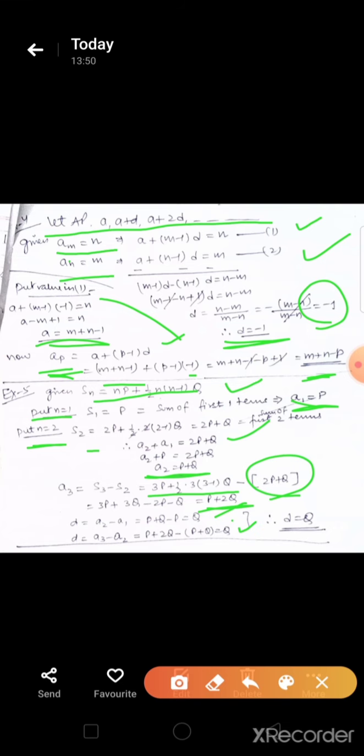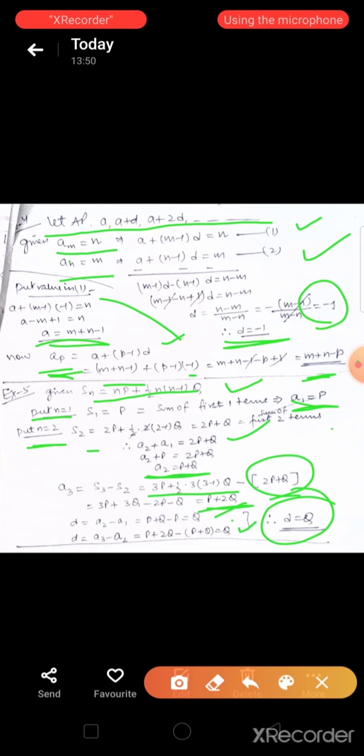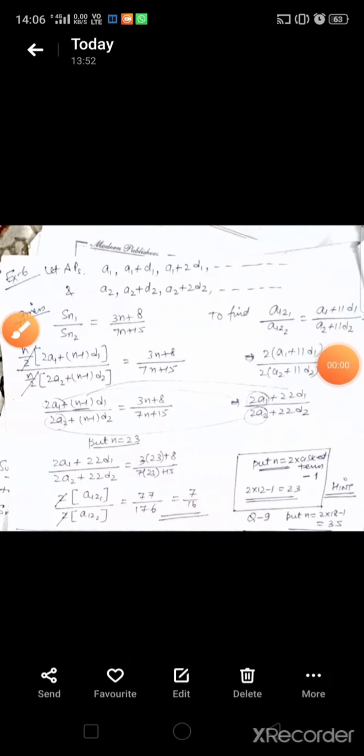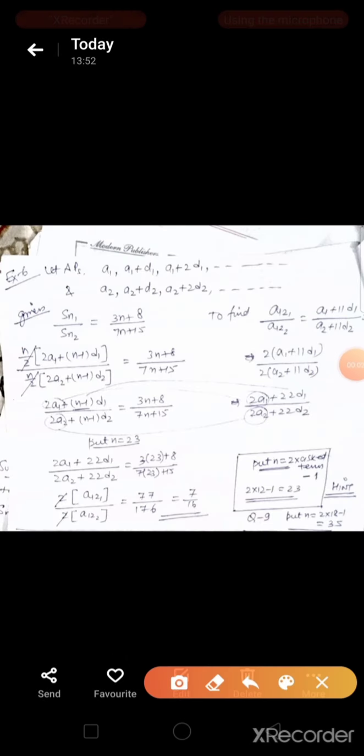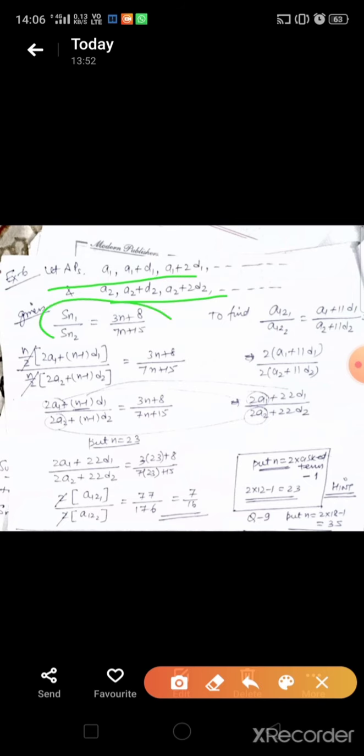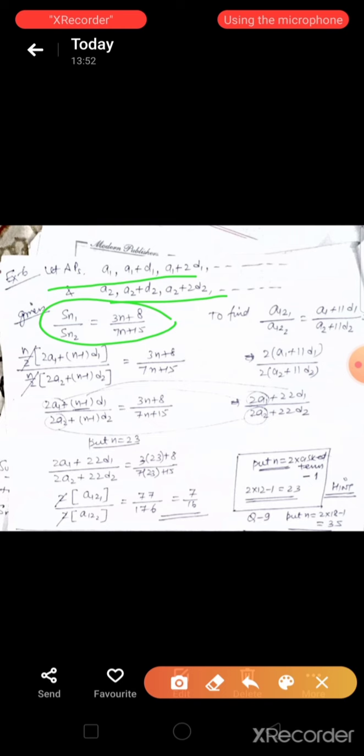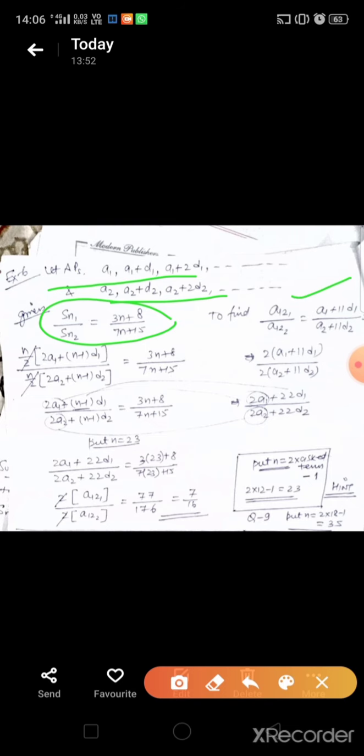That means the common difference of this given series is A plus D, capital Q. So the common difference is capital Q. Okay. Now let us take example 6, in which two APs are given. The sum of their n terms is also given in a particular ratio, and we are supposed to find the ratio of their 12th term.